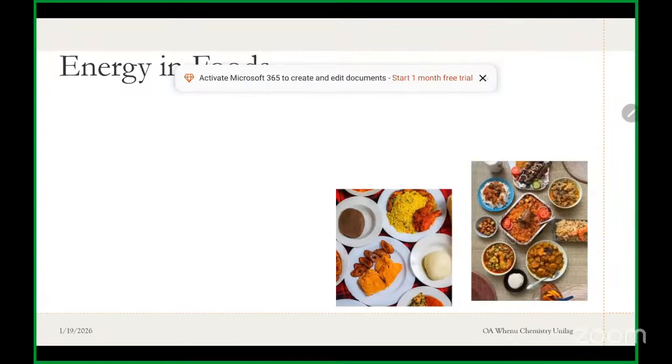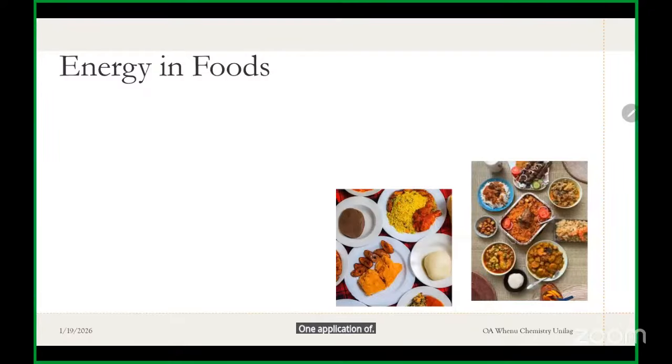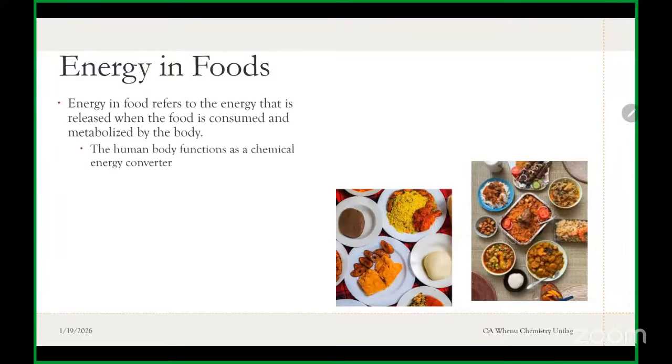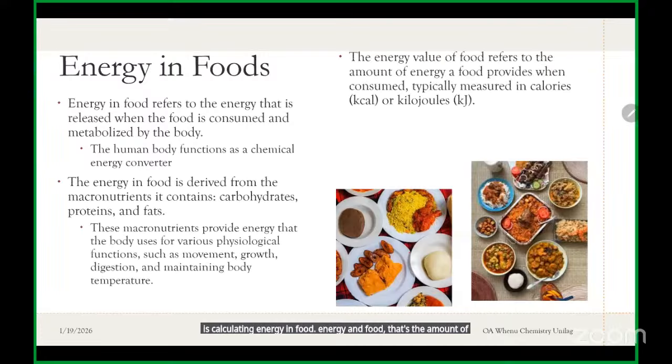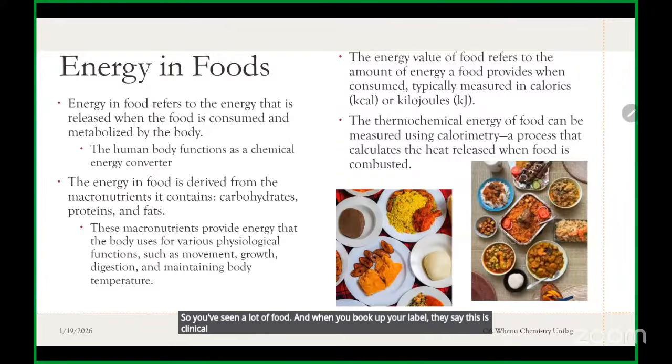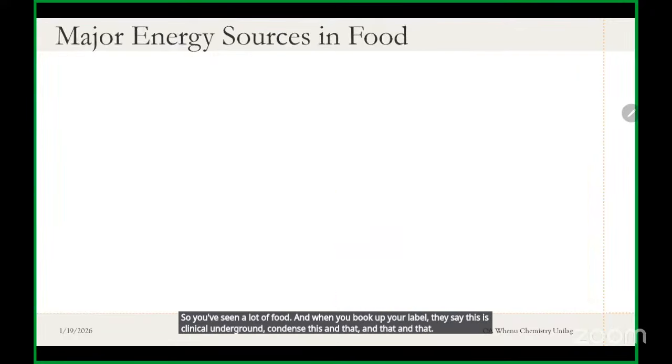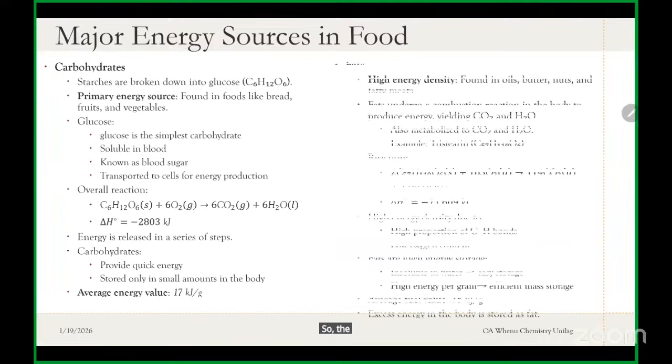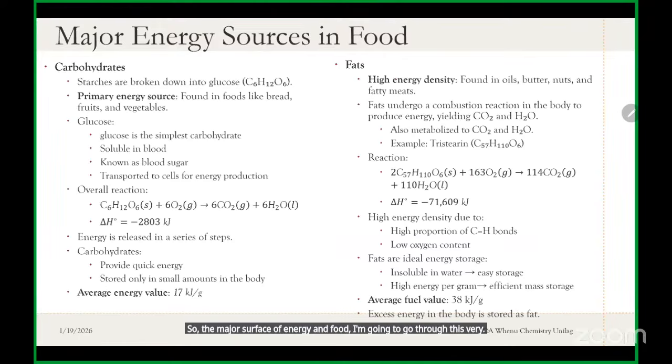One application of energies that we see around is calculating energy in food. Energy in food is the amount of energy released when the body consumes and metabolizes food. You've seen a lot of food labels that say 100 grams contains this and that. So the major sources of energy in food, I'm going to go through very quickly.